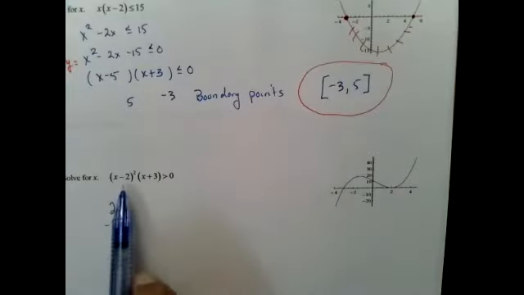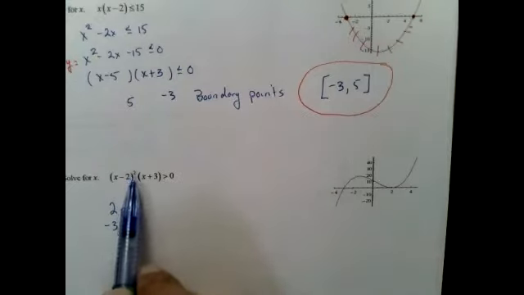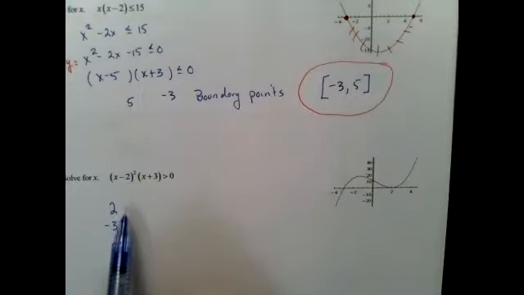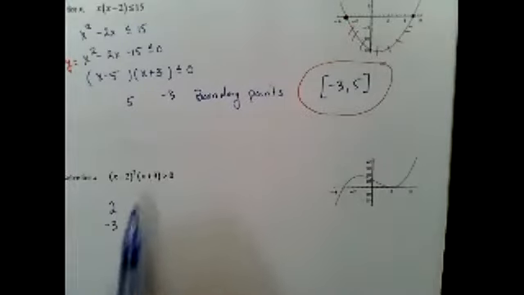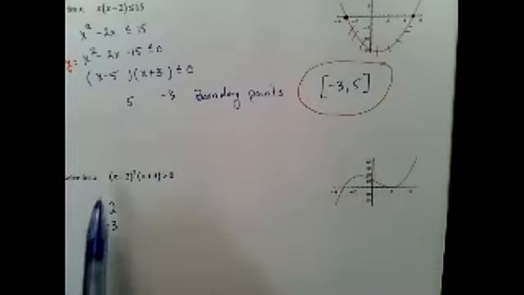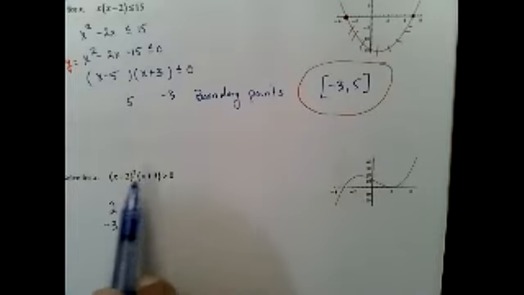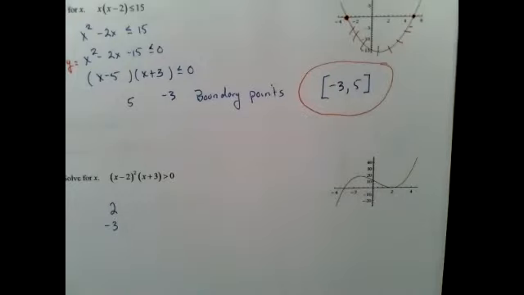This graph, I know I have a root at 2 because it has a degree of 2. It's even, so it touches. I have a root at -3, and it's to an odd power, so it crosses. If I multiplied all these together, it would be like an x cubed. There's 3 of them, it's positive, so I know it opens this way. So there's the graph.